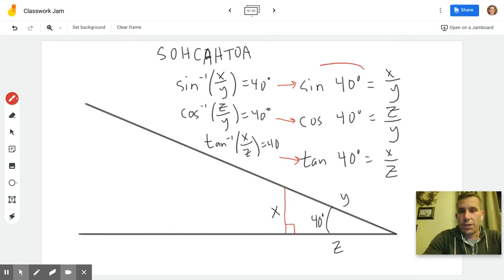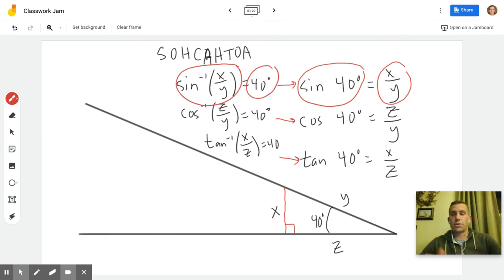And you can probably see by looking at these equations side by side that there's a connection. The sine of 40 degrees is equal to x over y. And if we take the inverse sine of x over y, we get 40 degrees. So sine and inverse sine are opposites. One goes in one direction, the other goes in the opposite direction. Same for cosine and tangent.